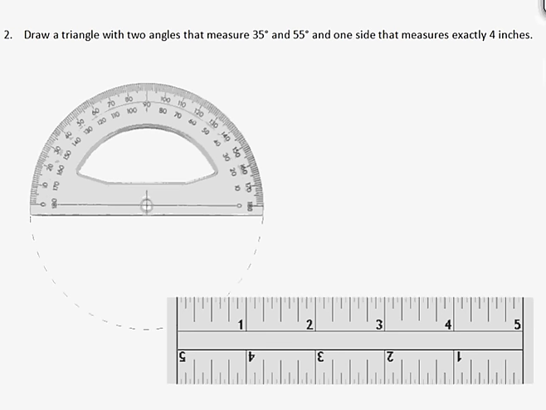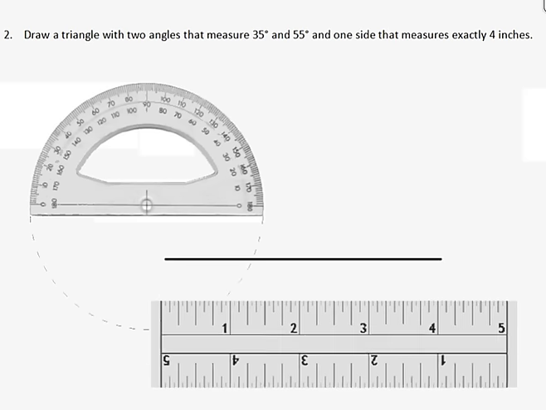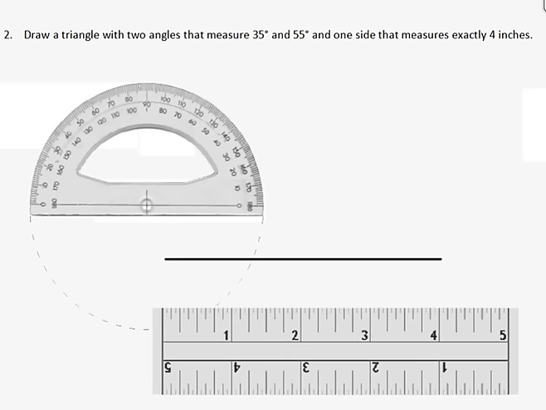All right, next one, we're going to do a construction. We need a triangle. 2 of the angles are going to be 35 and 55, so one of each, and one of the sides is going to be 4 inches. So we'll start with the ruler, and we're going to measure out a line segment that is exactly 4 inches long. Okay, once we've measured that, it's really helpful to label that. So side length is 4 inches.